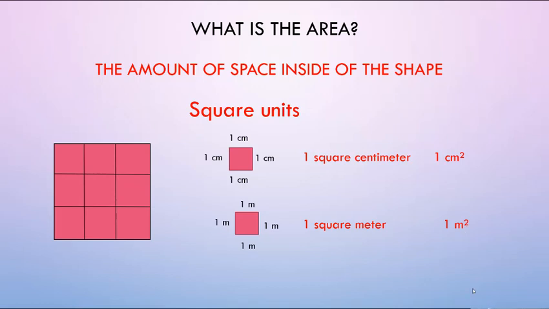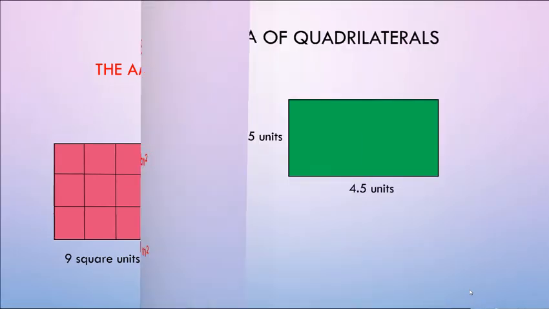So let's find how many square units in this quadrilateral, or what is the area of this quadrilateral. So we have 1, 2, 3, 4, 5, 6, 7, 8, 9 little squares inside. So the area of this quadrilateral is 9 square units. Let's try with another quadrilateral.